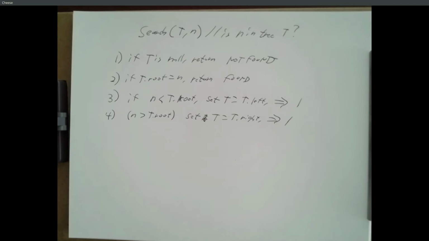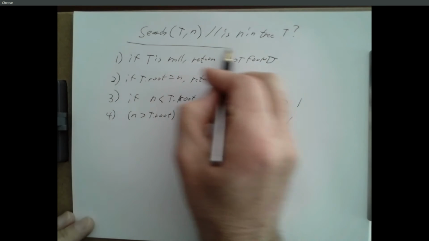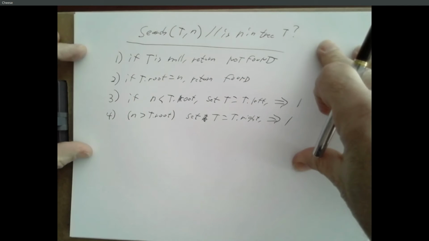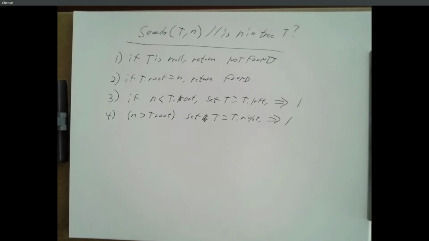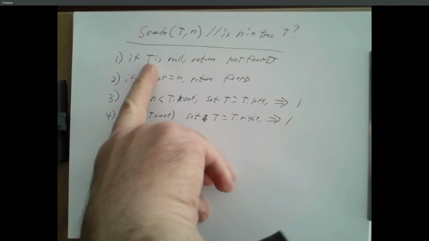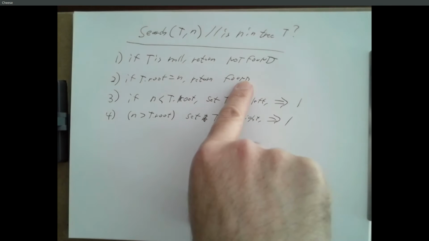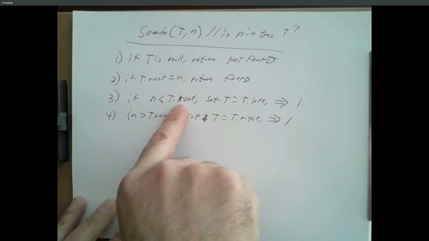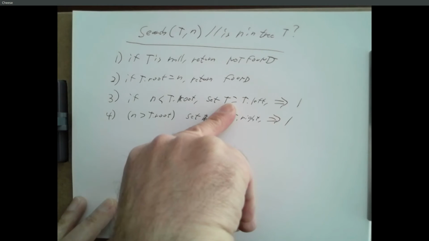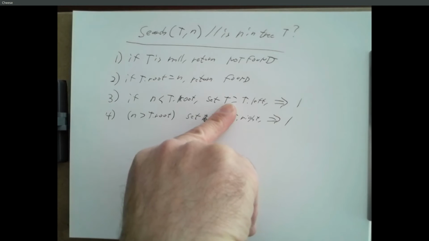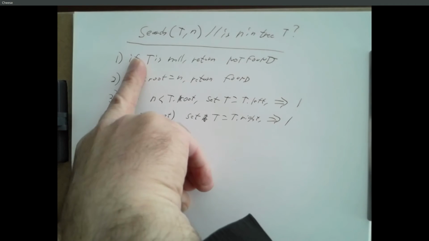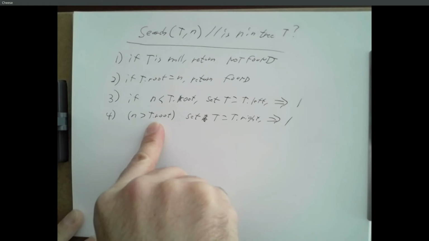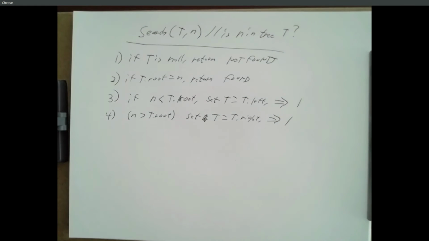And so there's a 4-step iterative algorithm. There's no recursion in here. I don't call the search function inside here. I just have some go-tos or a loop. See if the tree is null. If it is, it's not found. See if the root matches n. If it is, it's found. If our number is smaller than the root, change our local variable T to point to the root of the left subtree and come back up to step 1. Otherwise, set T to the root of the right subtree and go back to step 1.